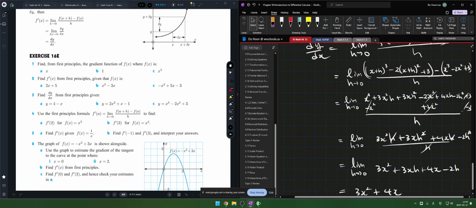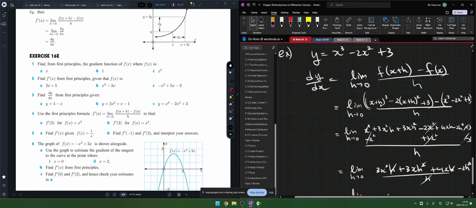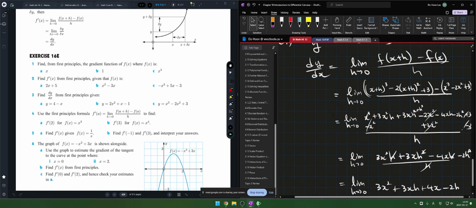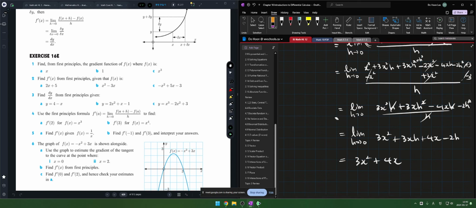I think I left out a minus somewhere. Where did I make a mistake? First I left out the h cubed here. Minus 2x. Oh, the second term was minus here. My bad. Minus. That should be minus. That should be minus, and that should be. Okay. Are we all happy with this?